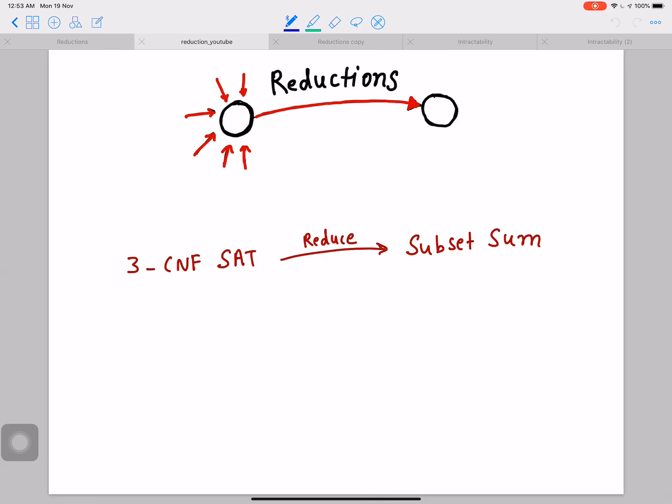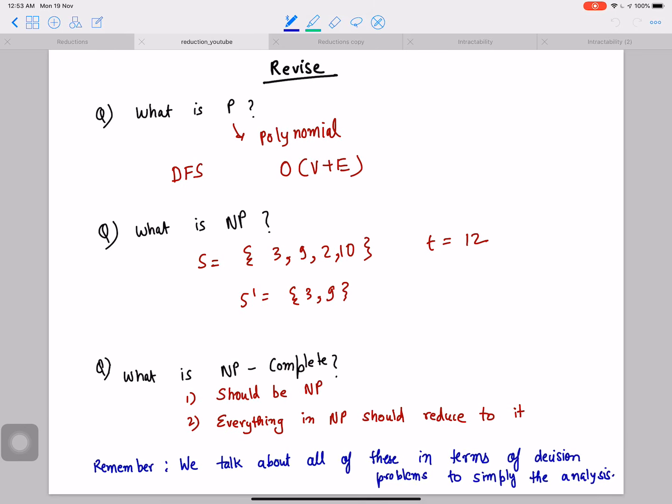Hi, today I'm going to describe the 3 CNF SAT to subset sum reduction. I'm going to keep things a little informal and give intuition rather than formal proofs, because I believe that after some time you don't remember the formal proofs, but you can always carry the intuition with you. So let us get started. Before we do that, let me revise some of the key concepts for you.